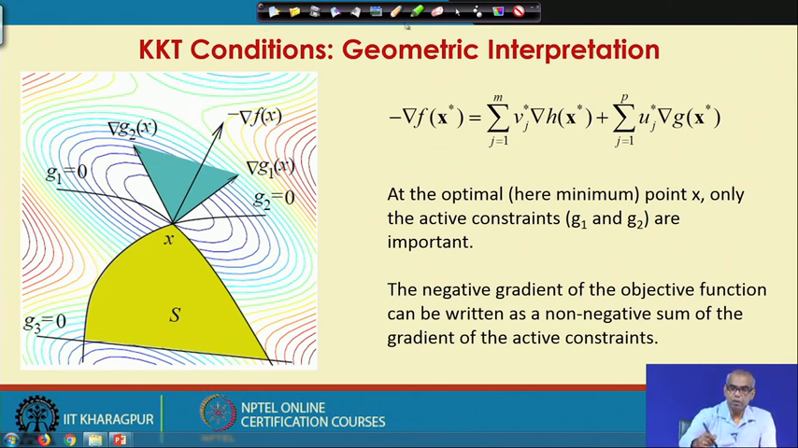So, the geometric interpretation of the KKT conditions is as follows. The negative gradient of the objective function can be written as a non-negative sum of the gradients of the active constraints. Note that the inactive constraint, shown by g3 here, has no role at the optimal point.